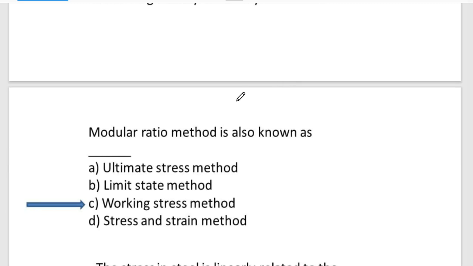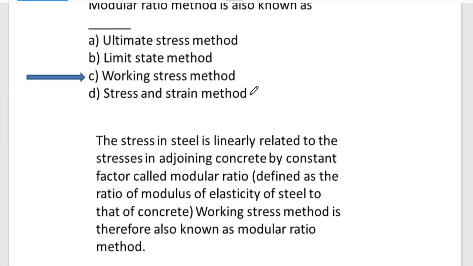Next, modular ratio method. Another name for it, which they ask, is the working stress method. The stress in the steel is linearly related to the stress in adjoining concrete by a constant factor called modular ratio. So sometimes they ask what is modular ratio? Modular ratio is basically the ratio of the modulus of elasticity of the steel with respect to the concrete.